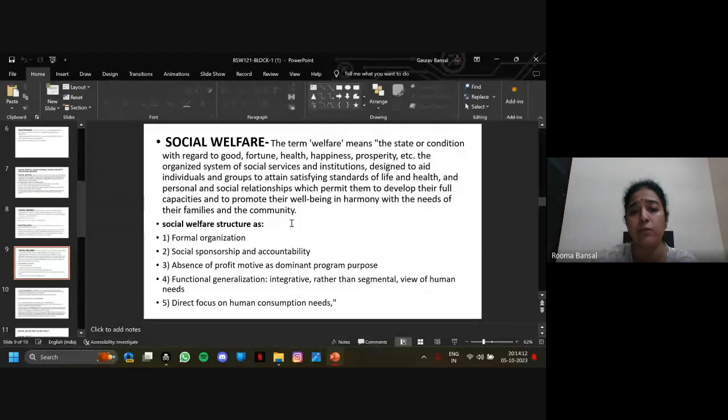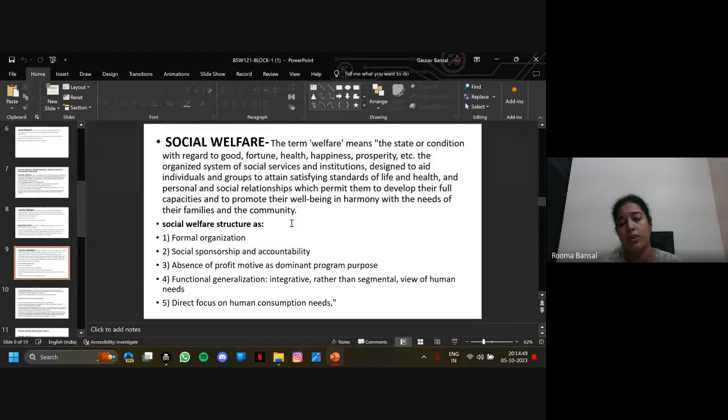Absence of profit motive and dominant program purpose. It means they do not work for return; they do not expect anything in return. Functional generalizations, like an integrative rather than segmental view of human needs. Suppose there is an orphanage. They take children who do not have parents, or who are found in streets.